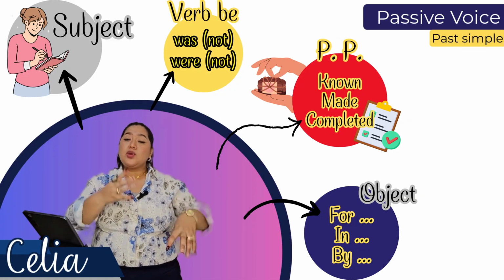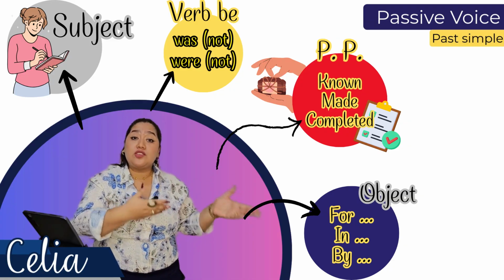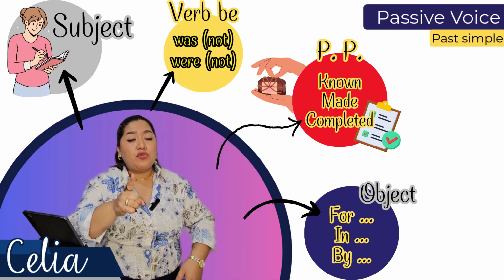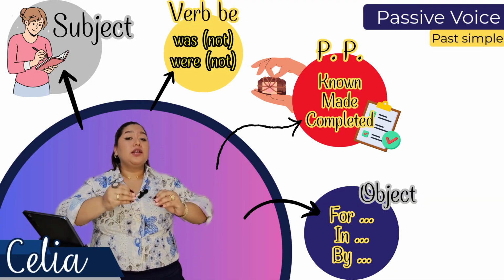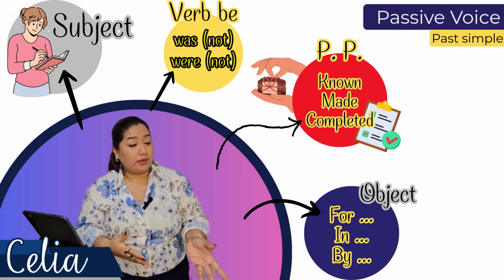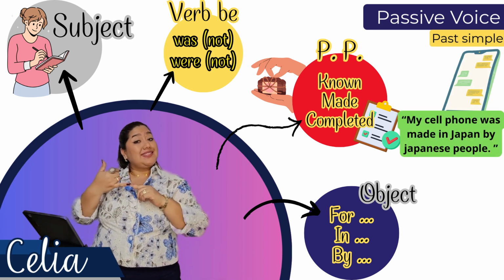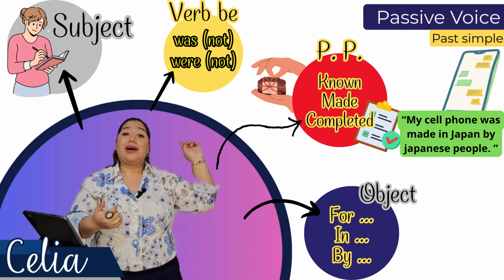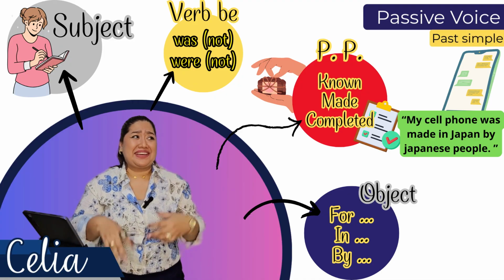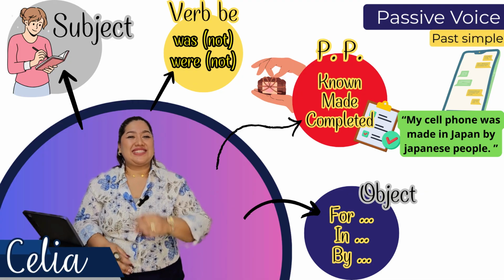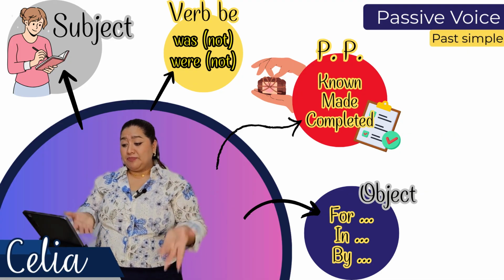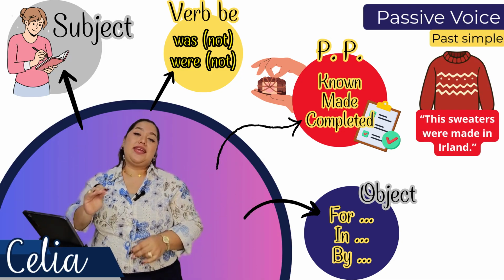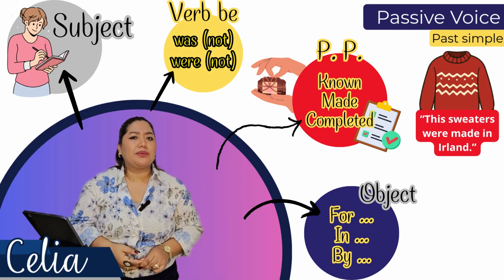Remember, in a complement, you can use something about the past because you're using the past simple tense here, like for, by, in. And don't forget, you can use by to mention, in this case, the doer. It's okay. For example, my cell phone was made in Japan by Japanese people. I suppose. I'm not sure, but this is a good example. Another one could be these sweaters were made in Ireland by Irish people.